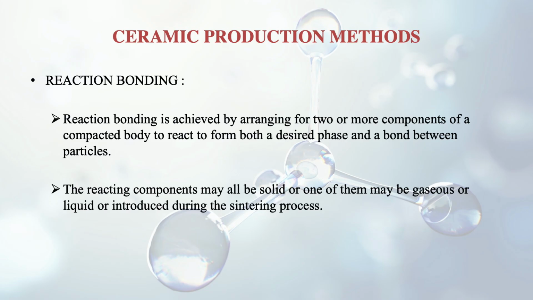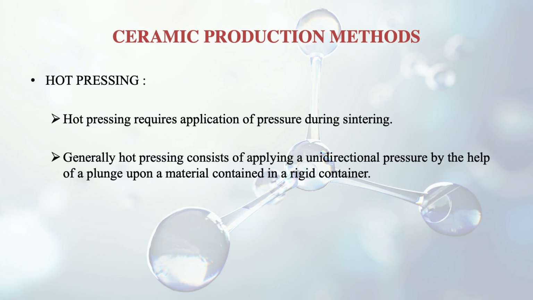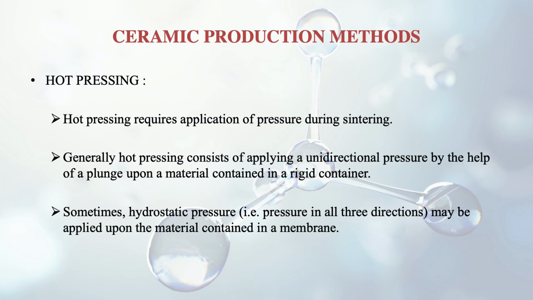Further, we have the process of hot pressing. So what is hot pressing? Hot pressing, by the name itself, requires application of pressure during sintering. Generally, hot pressing consists of applying a unidirectional pressure with the help of a plunger upon a material contained in a rigid container. But sometimes hydrostatic pressure, that is pressure from all three directions, is also applied upon the material which is contained within a membrane, and this material is simultaneously heated. So both the words have meanings. In hot pressing, compression is done and temperature is also raised.